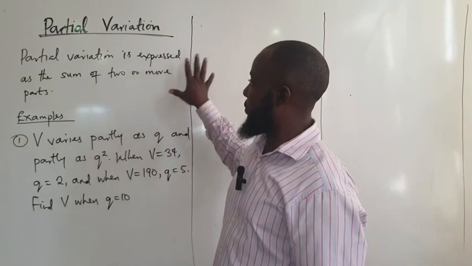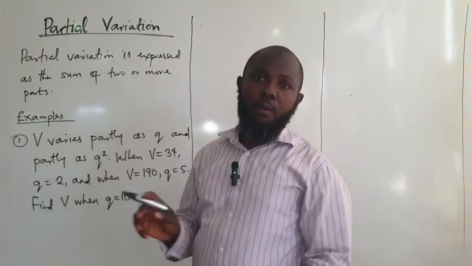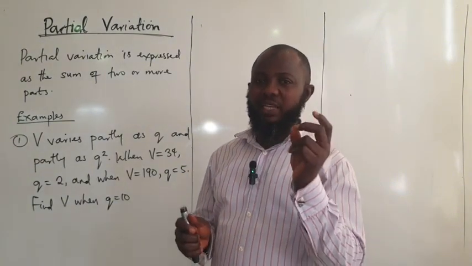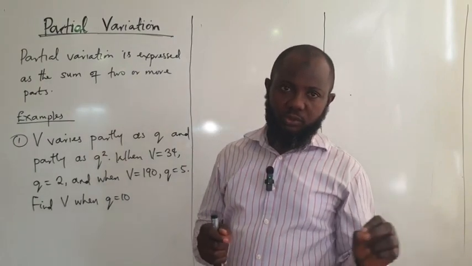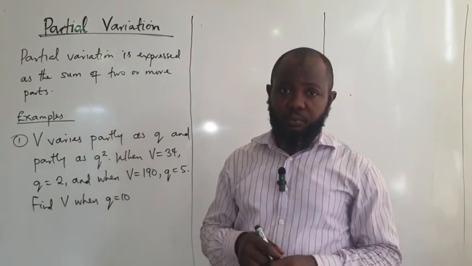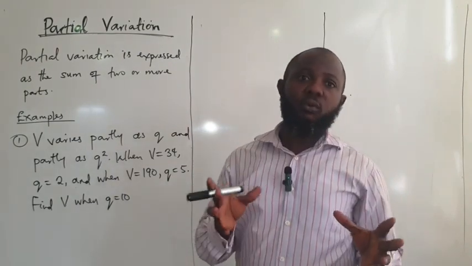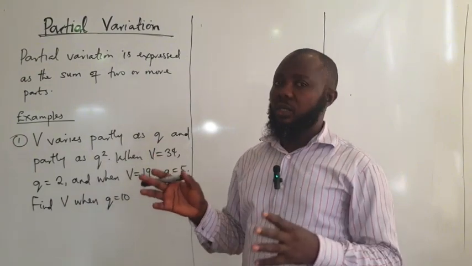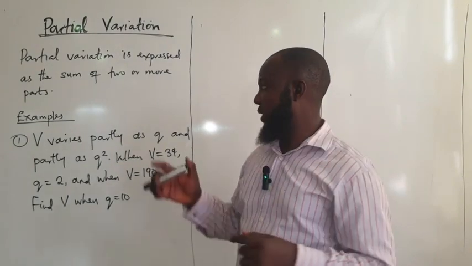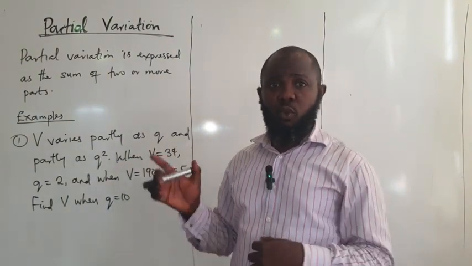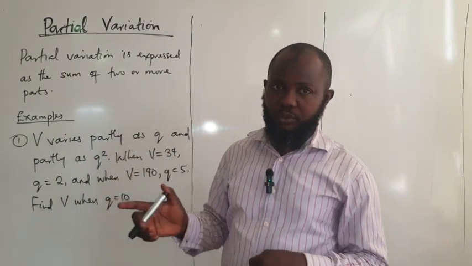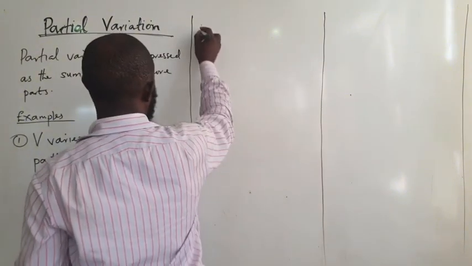So partial variation is expressed as the sum of 2 or more parts. So it's going to have 2 constants, and it will lead to what? Simultaneous equations. So let's start with the first example that we have on the board and see how we interpret partial variation. It's quite different from the way we interpret other types of variation. That is the reason why you need to pay attention and make sure you watch the video till the end so that you don't miss any part of the examples. So let's look at the first one, solutions here.